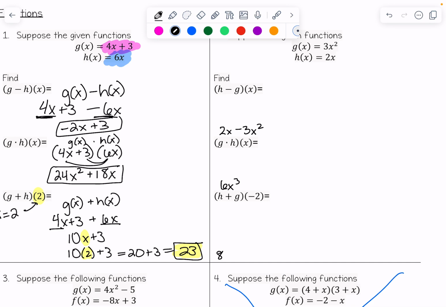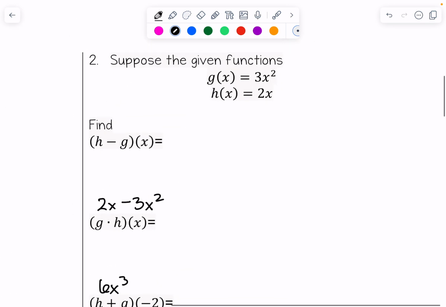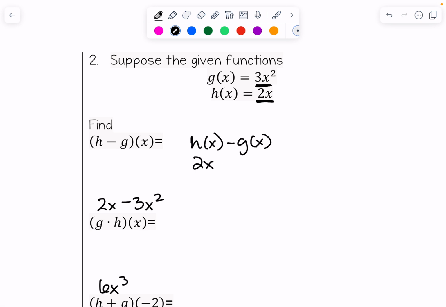Now let's go ahead and do it a little slower so you can see it. So here we go. We have h of x minus g of x. I'm going to take h, which is 2x, and I'm going to subtract away minus 3x squared. Now they have two different exponents here and here, so I can't put them together, so we're all done.